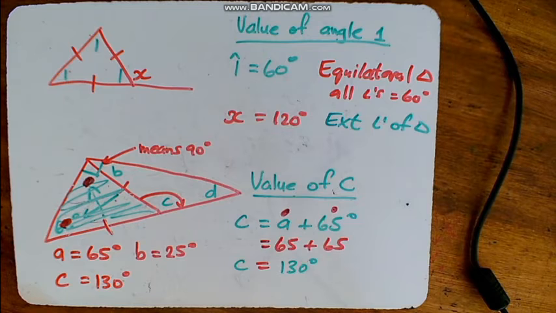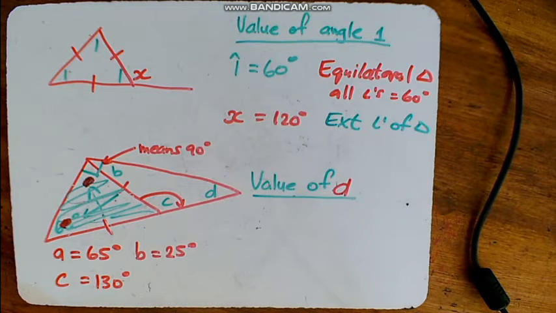Next, we're going to calculate the value of D. Now D, we can use angles of a triangle because we have both the values of B and C calculated before. So D is the only one that is missing. We've already calculated B and C. So 180 minus B minus C will give you the value of D.